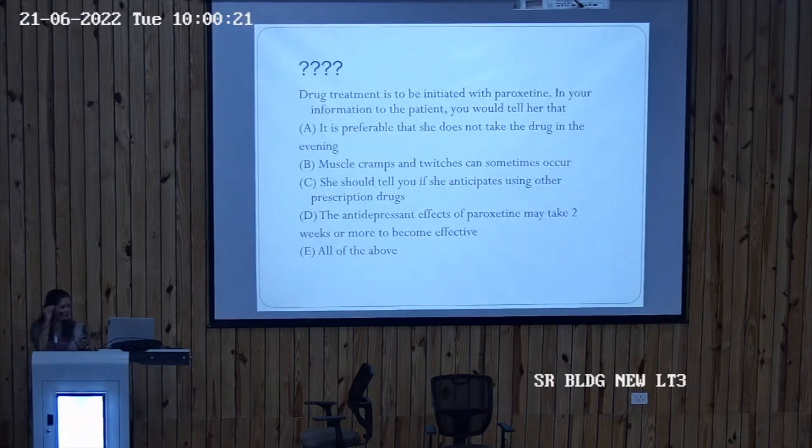you would tell her that... this is a clear question, but just for understanding I have kept this question. You have to tell her that it is preferable that she does not take the drug in the evening because it causes insomnia. These drugs can cause insomnia. Muscle cramps and twitches can sometimes occur. She should tell you if she anticipates using other prescription drugs. The antidepressant effect of paroxetine may take 2 weeks or more to become effective. So all of the above is the answer.